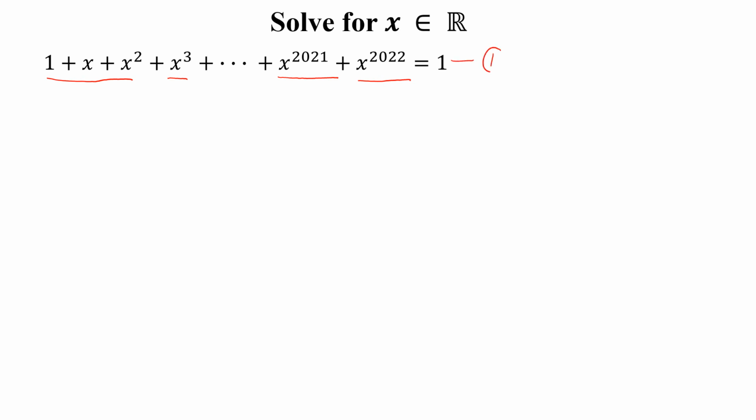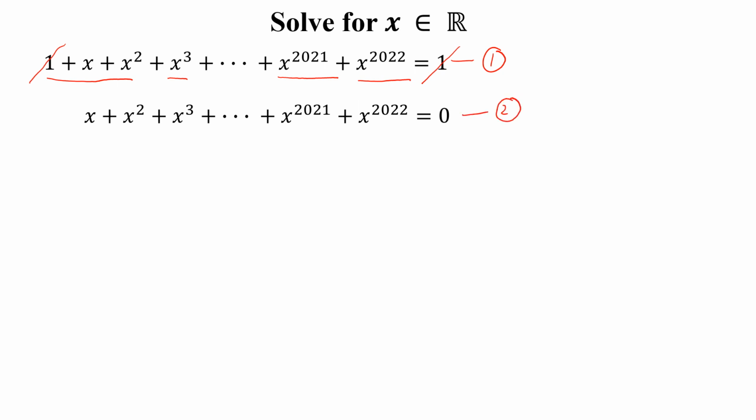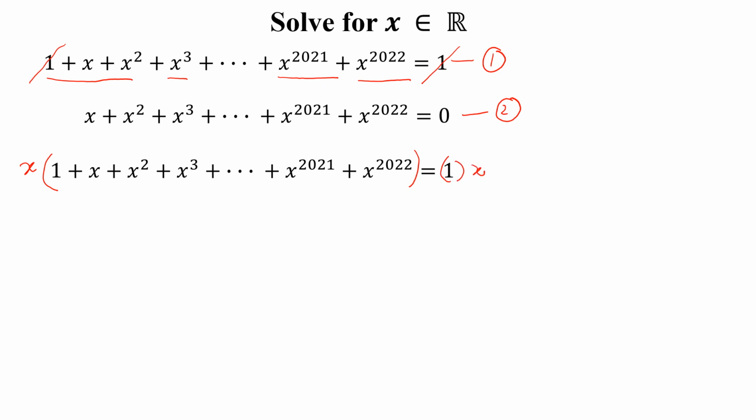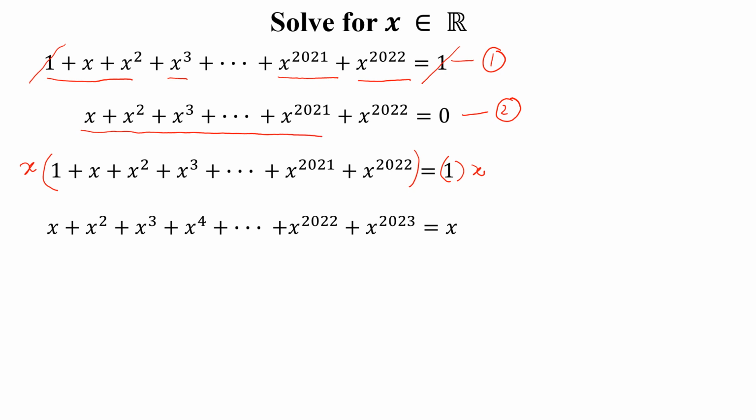Let this be equation 1, and we can cancel 1 from here and here, so we will get this. Let this be equation 2. Now if we multiply equation 1 both sides by x, we will get this. Now if we look at equation 2, x plus x square plus x cube up to x to the power 2022 is equal to 0.